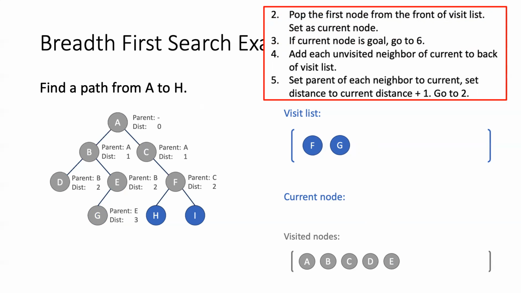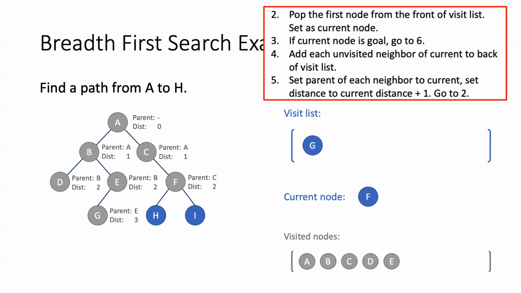So what's going to happen at this point? What's our new current node? Anybody? F, thank you. So F becomes our current node. And what's our routing information?